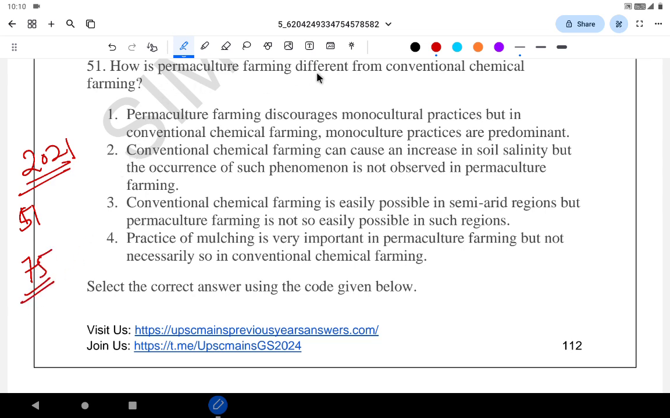How is permaculture farming different from conventional chemical farming? Permaculture farming discourages monoculture practices, but in conventional chemical farming, monoculture practices are predominant. Correct. Conventional chemical farming can cause an increase in soil salinity. It's talking about a possibility, but the occurrence of such phenomena is not observed in permaculture farming. Can be correct. Conventional chemical farming is easily possible in semi-arid regions, but permaculture farming is not easily feasible in such regions.